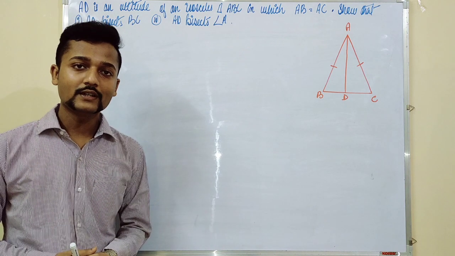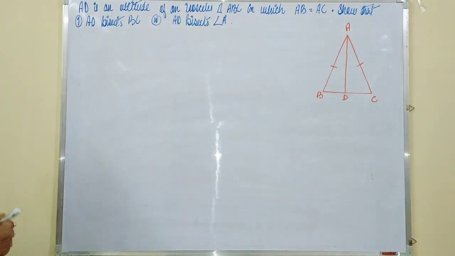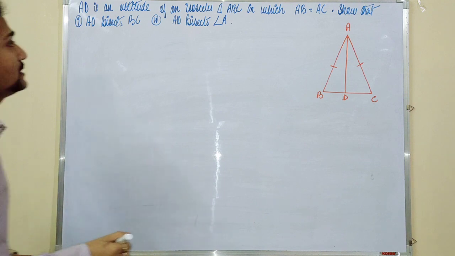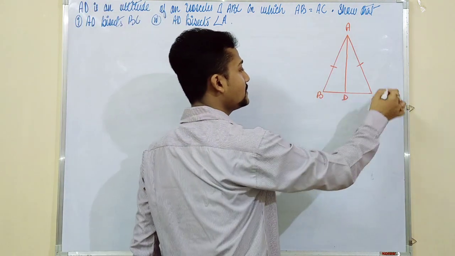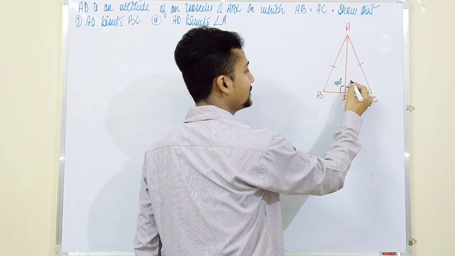So let us move on to the next particular question. So let us see what is there. AD is an altitude of an isosceles triangle ABC. ABC is an isosceles triangle and AD is altitude. That means this is equal to this, 90 degrees.